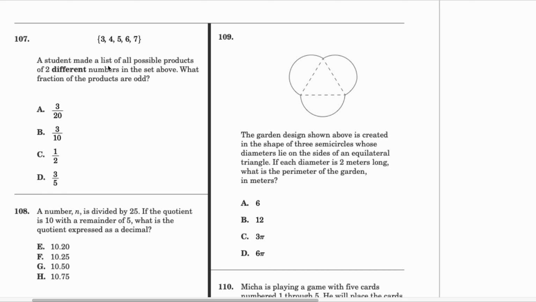A student made a list of all possible products of two different numbers in the set above. What fraction of the products are odd? To approach this question, we're being asked what fraction of the products are odd. So we need to know the number of odd products that are possible over the total number of products.